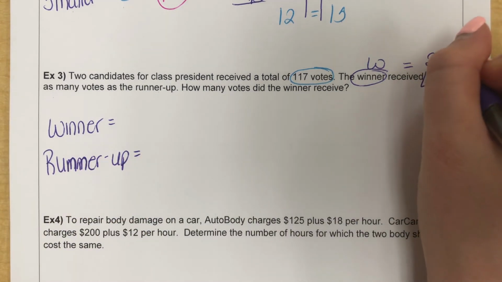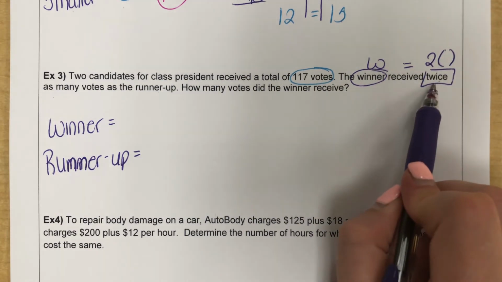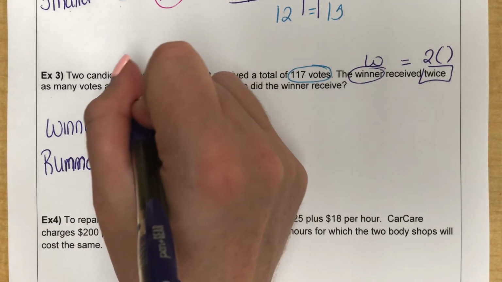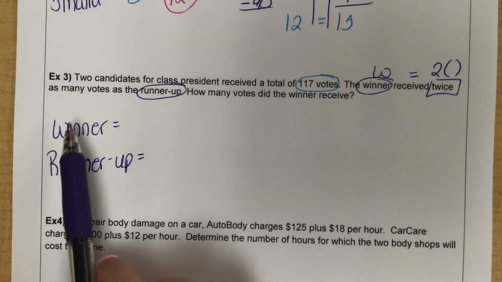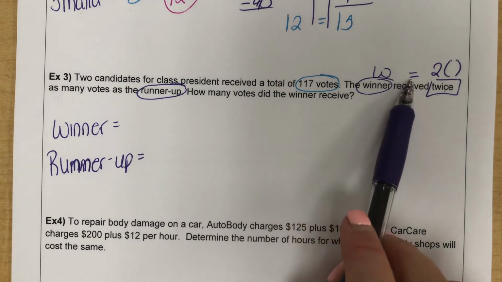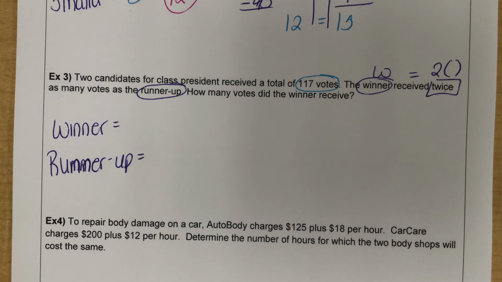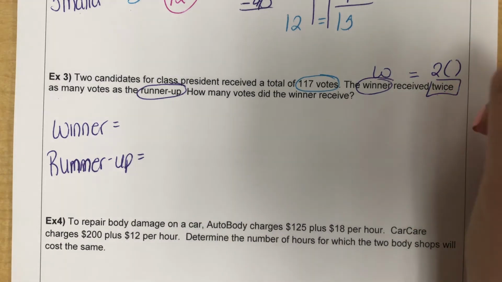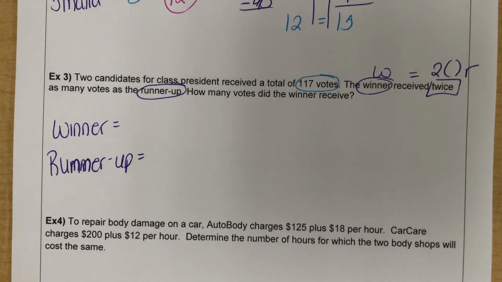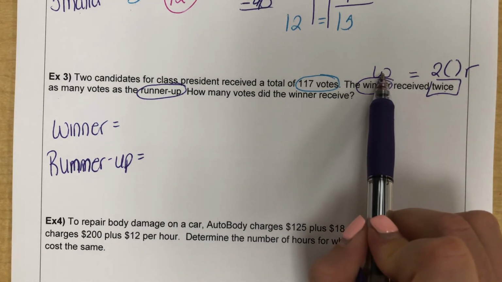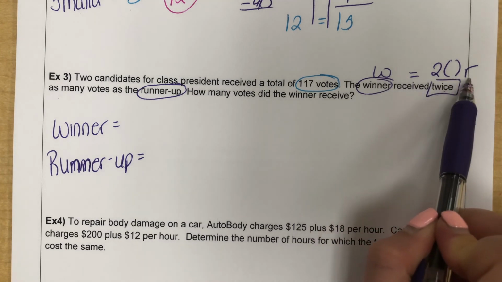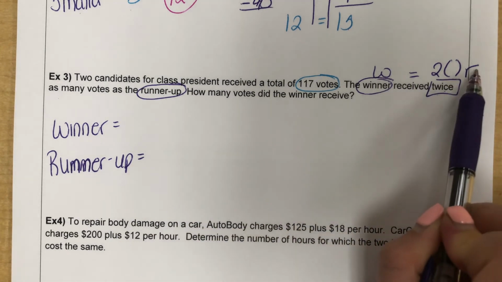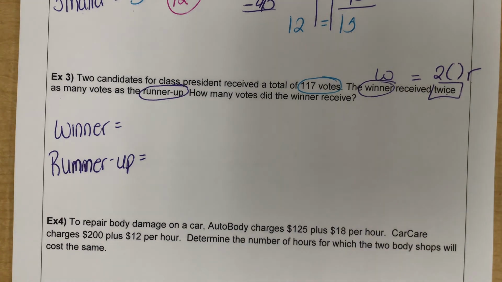Twice means 2 times. Twice as many votes as the runner-up. Does the question tell us anywhere how many votes the runner-up received? No. So I'm going to let the runner-up be represented by the variable R for runner-up. So I know that the winner is going to equal 2 times R. And again, the runner-up is R. So here we go. The runner-up is R. The winner is 2 times R.